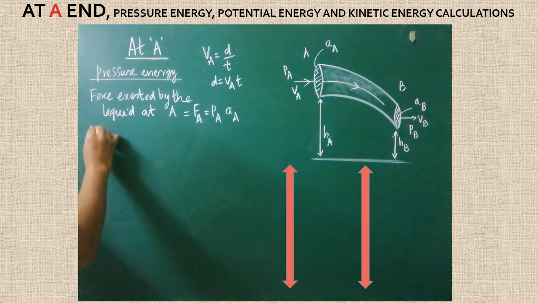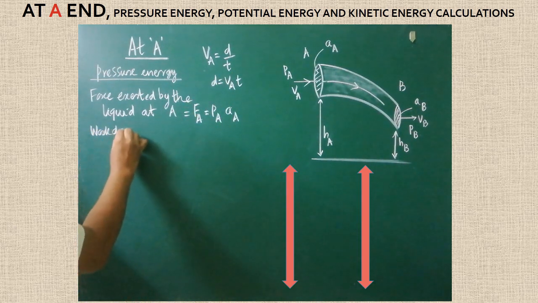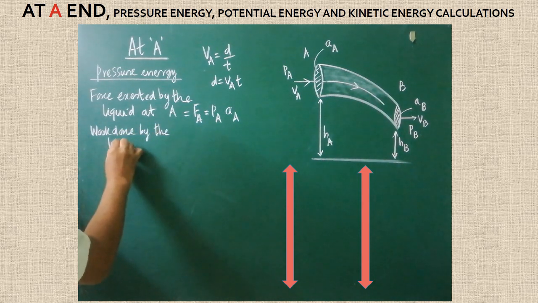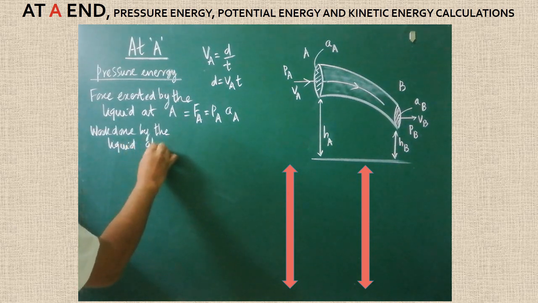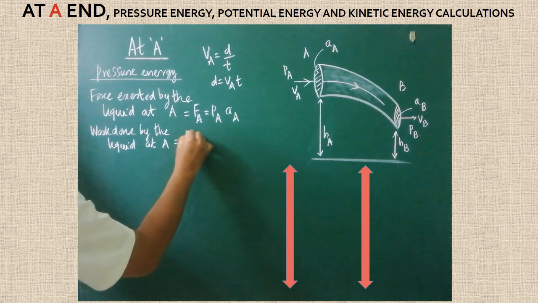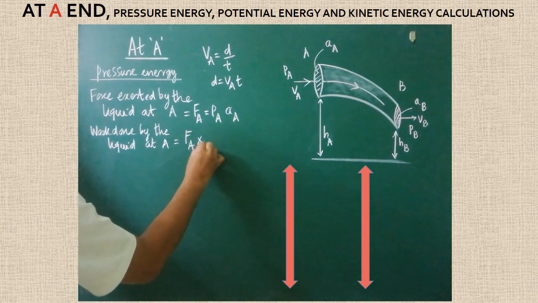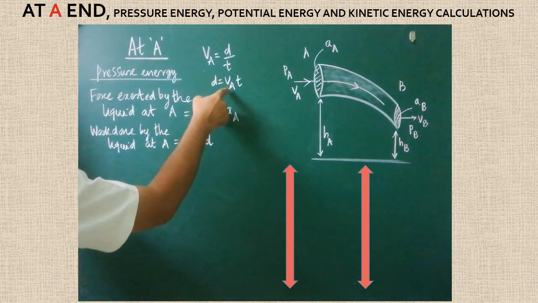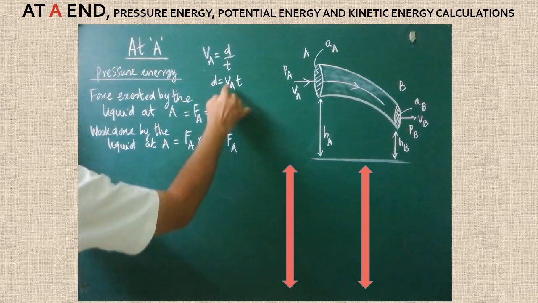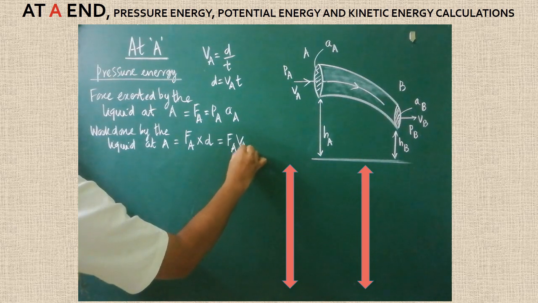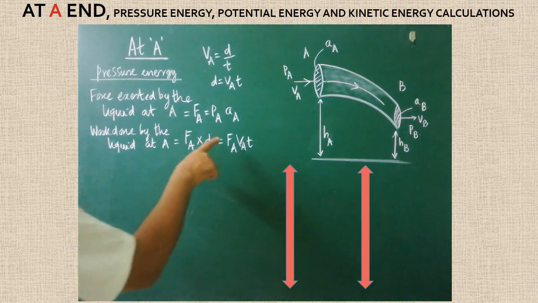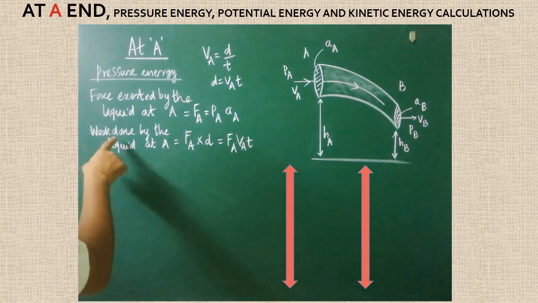Next, I am going to calculate the work done by the liquid at A. How to calculate the work done? Simple formula, force into displacement. Force exerted at A into distance. Now we know the value of D, so we can substitute VA into T instead of D. So work done is FA into VA into T.